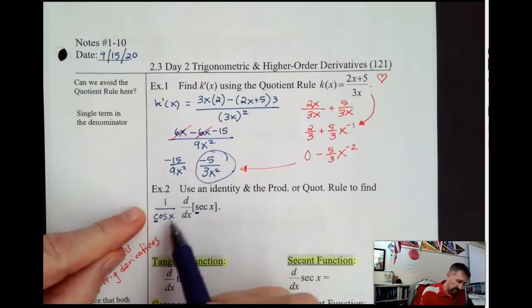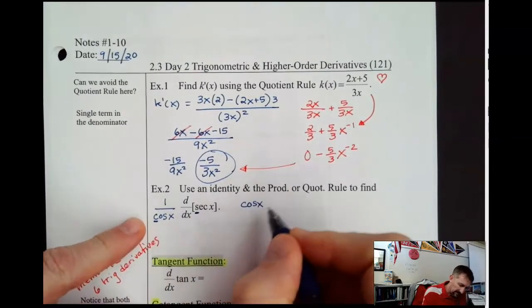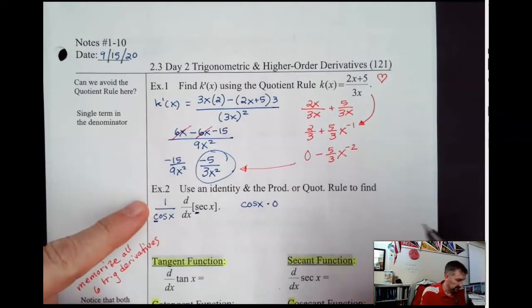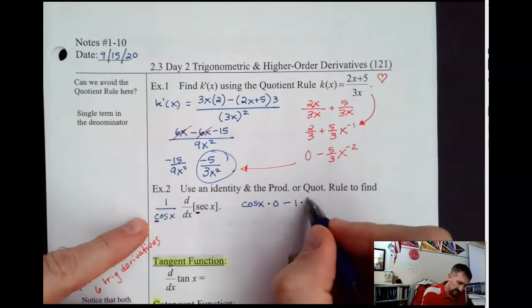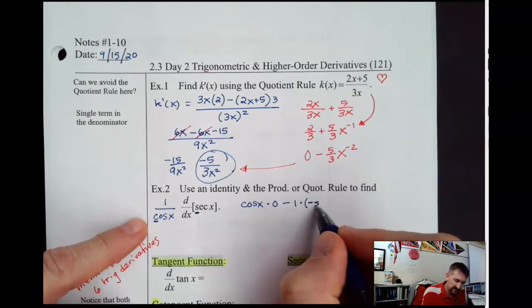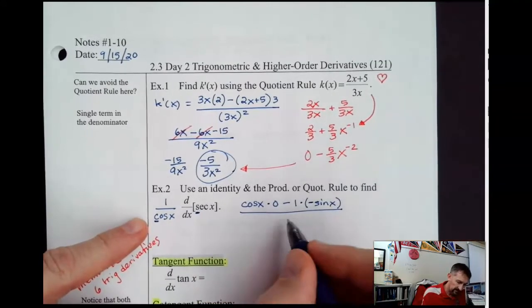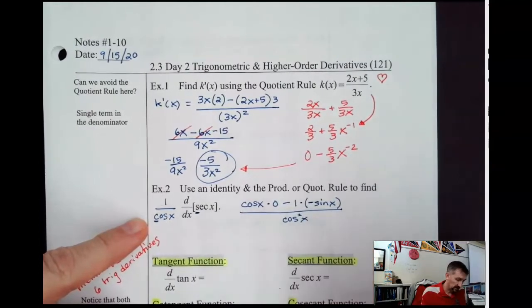All right, so now if we use the quotient rule on this, we have low d high, but the numerator is a constant. The derivative of a constant is 0, so that would be times 0, minus high d low, the derivative of cosine. You should have all of these memorized by the end of this lesson, all the trig functions. So this is minus sine x over low squared. So that would be cosine squared.